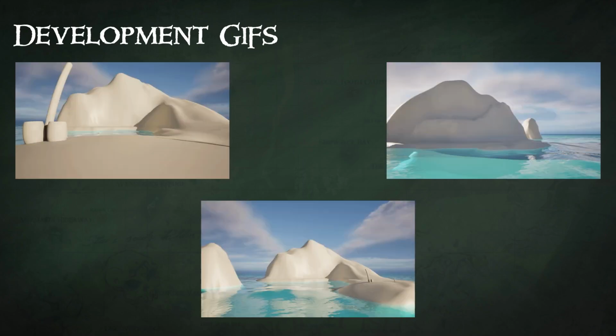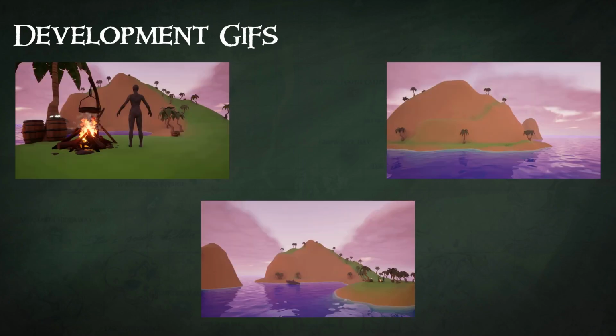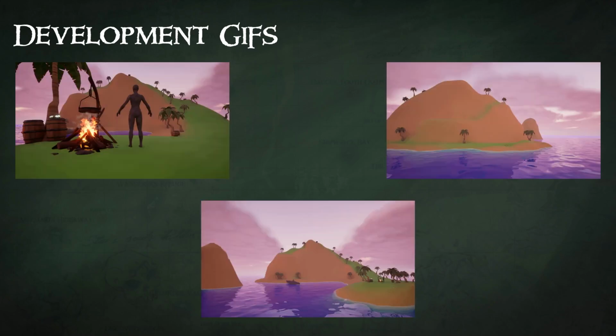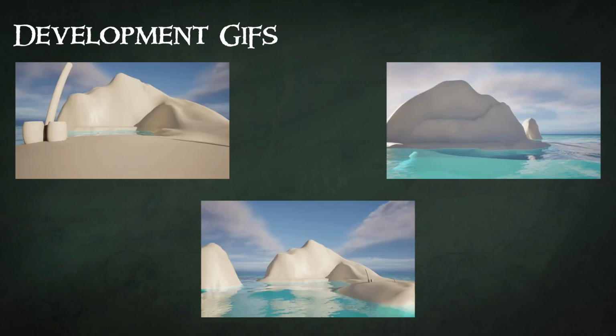Here are some quick development GIFs, just going over the development cycle from the white box to some assets being temporary and then the final product being taken from different stages in development.